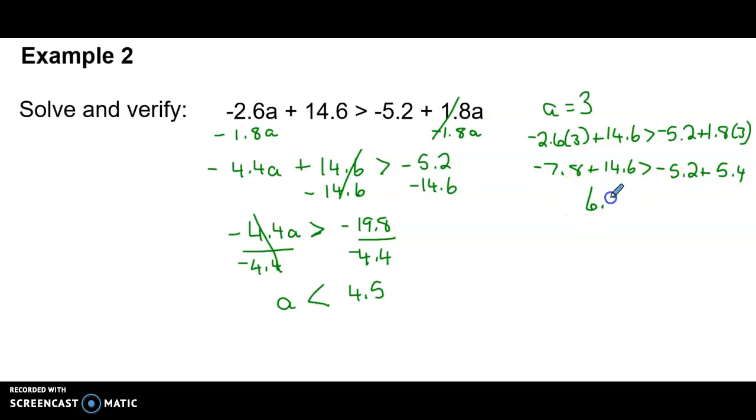Let me add this side. I get 6.8. And on this side I get 0.2. And 6.8 is greater than 0.2. So I have verified my solution. I know that works. I have gotten the correct answer.